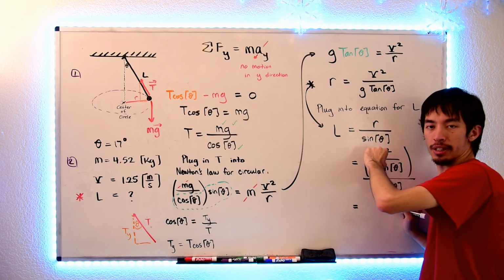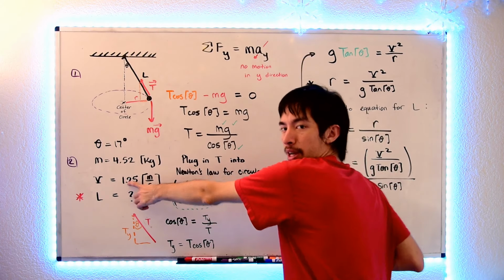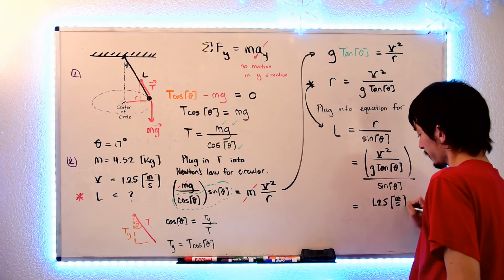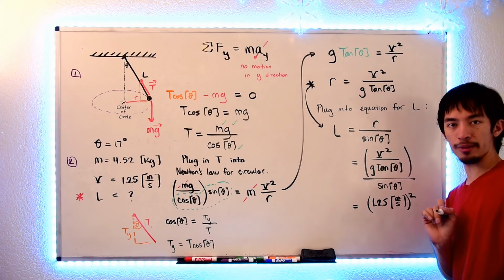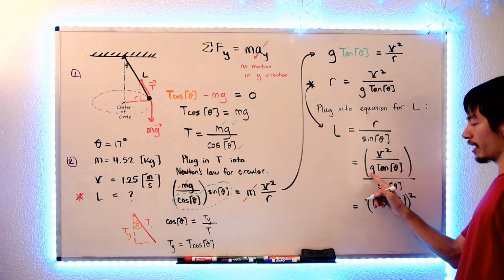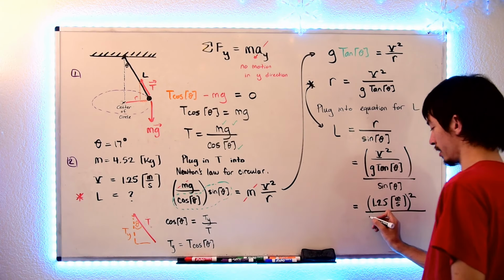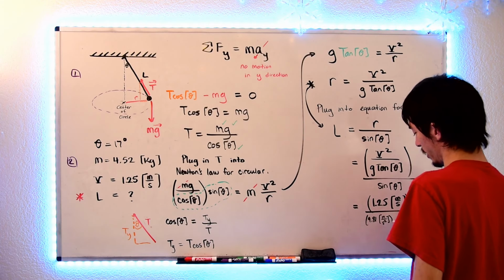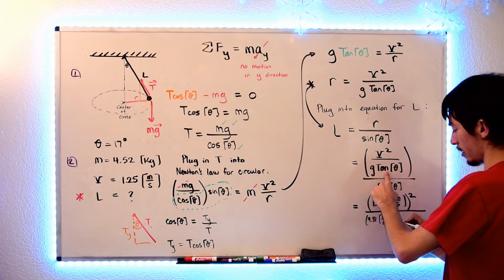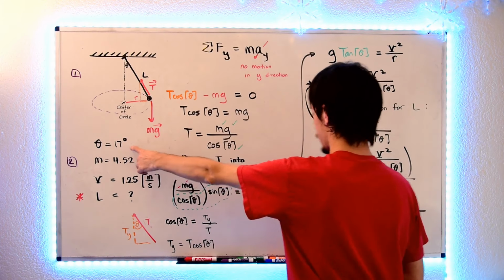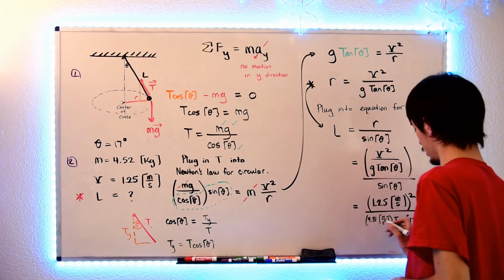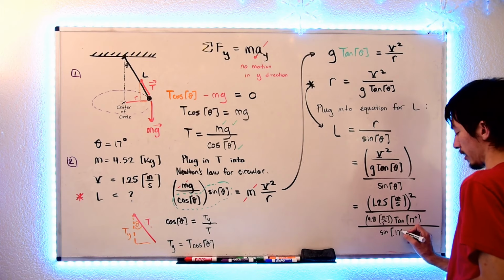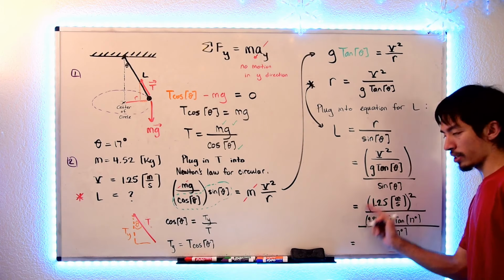The speed is given. The speed is 1.25 meters per second. We're going to take that value and we're going to square it. Okay. That's going to be divided by, we have g, which is 9.81 meters per second squared. Tangent of the angle, which is given, 17 degrees. And this is all over the sine of the same angle, which is 17 degrees.